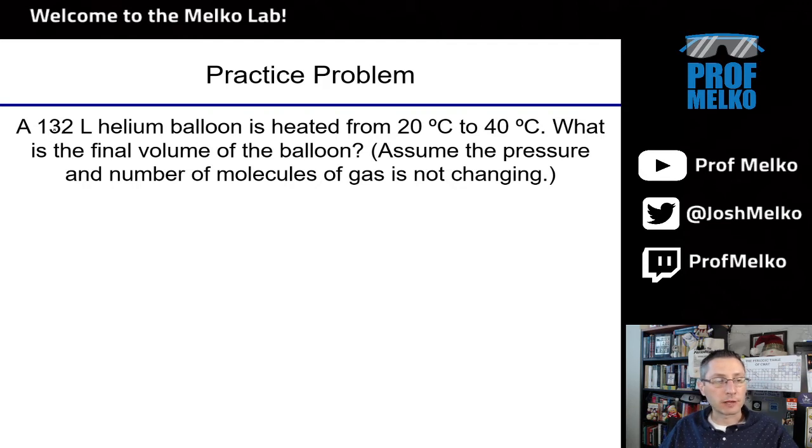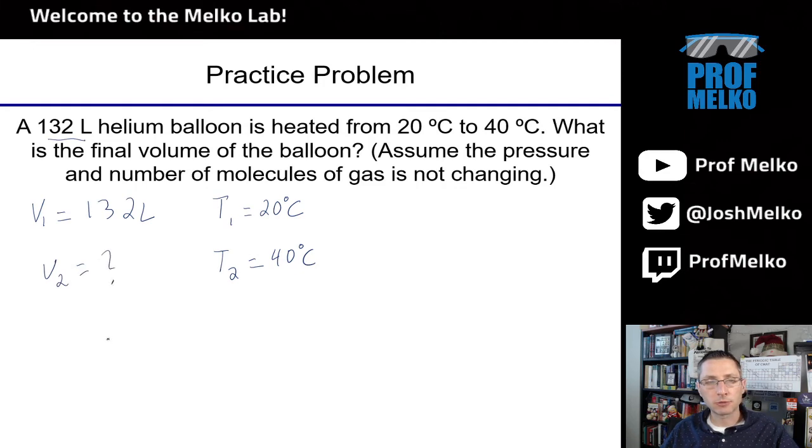As always with these problems, I'll read it through first once. A 132-liter helium balloon is heated from 20 Celsius to 40 Celsius. What is the final volume of the balloon? Again, we're going to identify each of these parameters. The first volume given, I'll call volume 1, 132 liters, is heated from 20 Celsius. So T1 is 20 Celsius. That's where it's starting, where the volume is 132 liters. It's heated to another temperature, 40 degrees Celsius. What is the final volume? V2. Okay, so V2 is what I want to find here.